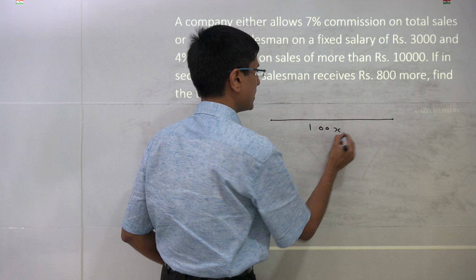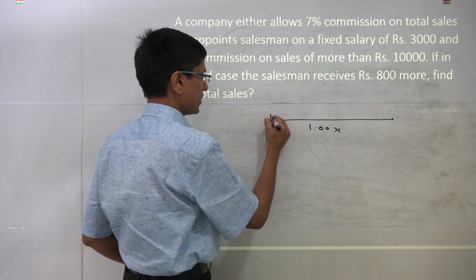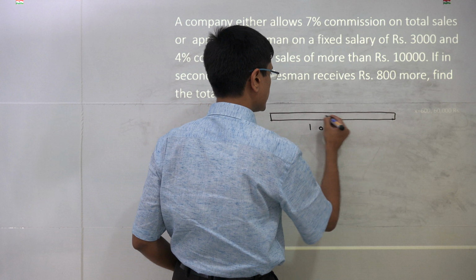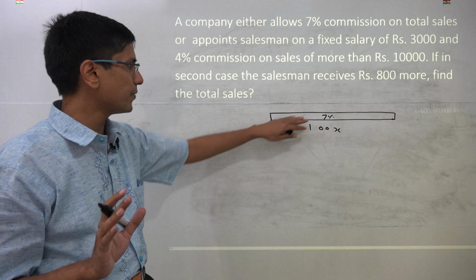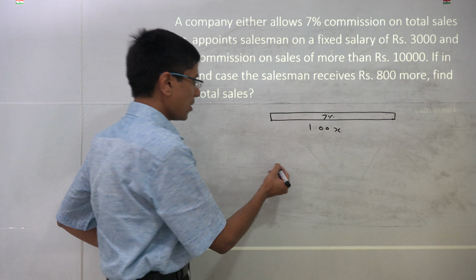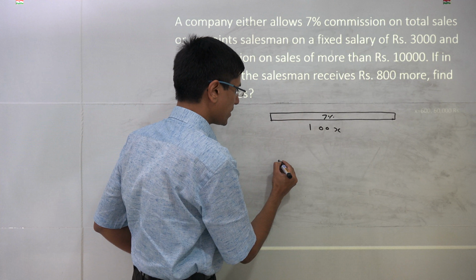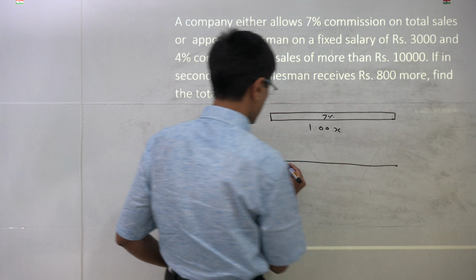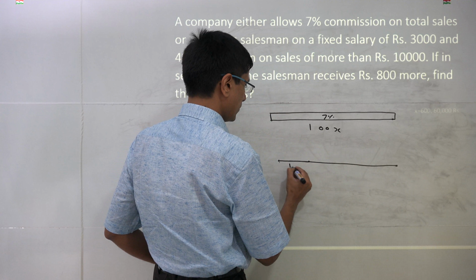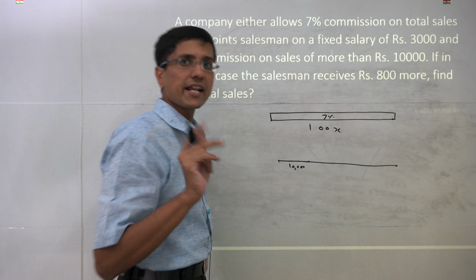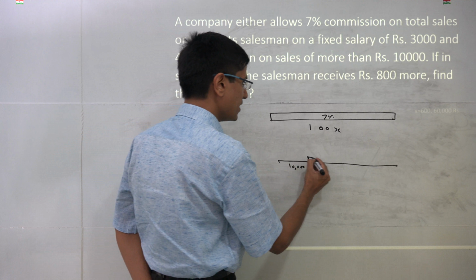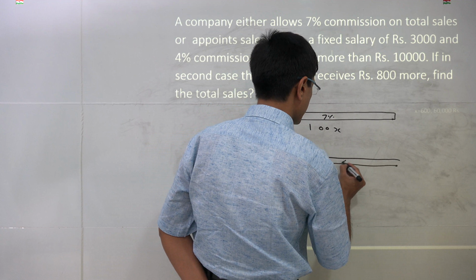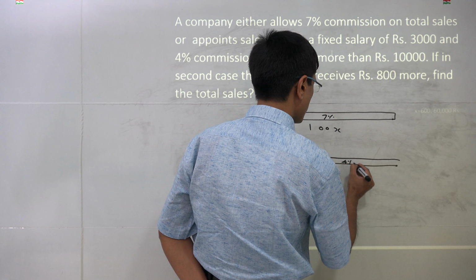If my sale is assumed to be 100x, then the company can allow a 7% commission on this sale. Either I can choose this particular case, or the company gives me another option, that for the first 10,000 you don't get anything. The company doesn't pay anything on the first 10,000, and thereafter it gives me a bonus at the rate of 4%.